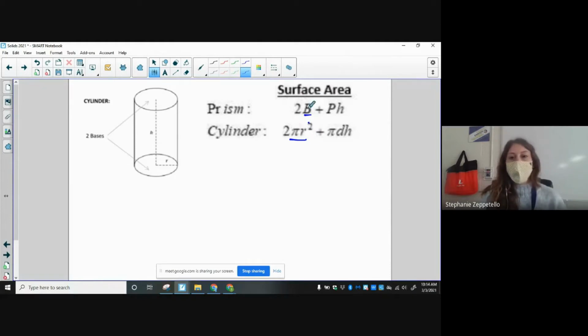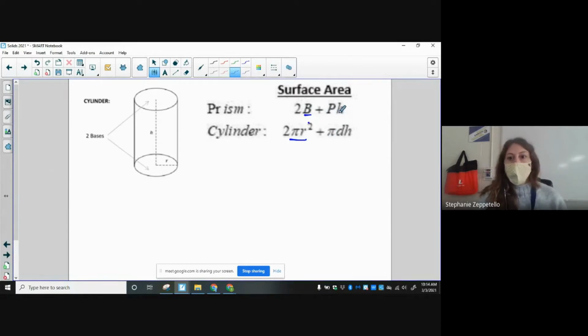Big B can change to whatever for a prism. If it's a triangle, it's going to be the area formula for a triangle. If it's a regular polygon, it's going to be the area formula for a regular polygon. Cylinder, there's only one shape it could ever be, pi r squared, which is why it's getting its own separate formula, but still exactly the same as the previous one, just being specific. The perimeter of the base times the height. This was to find the base times the height of each rectangle.